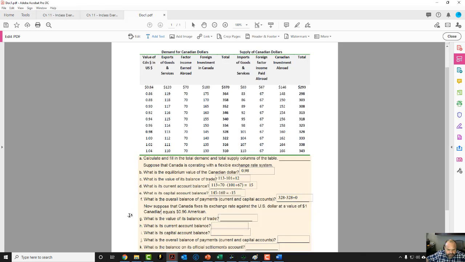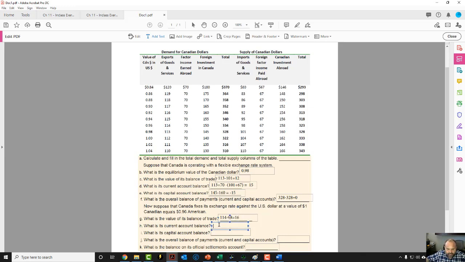Now it says, suppose that Canada fixes its exchange rate against the US dollar at a value of 1 Canadian dollar equals 0.96 American. If that's the case, what is the value of its balance of trade? At that exchange rate, the balance of trade will equal 114, which is exports, minus the imports, which is 98, the number here, and that would equal 16.